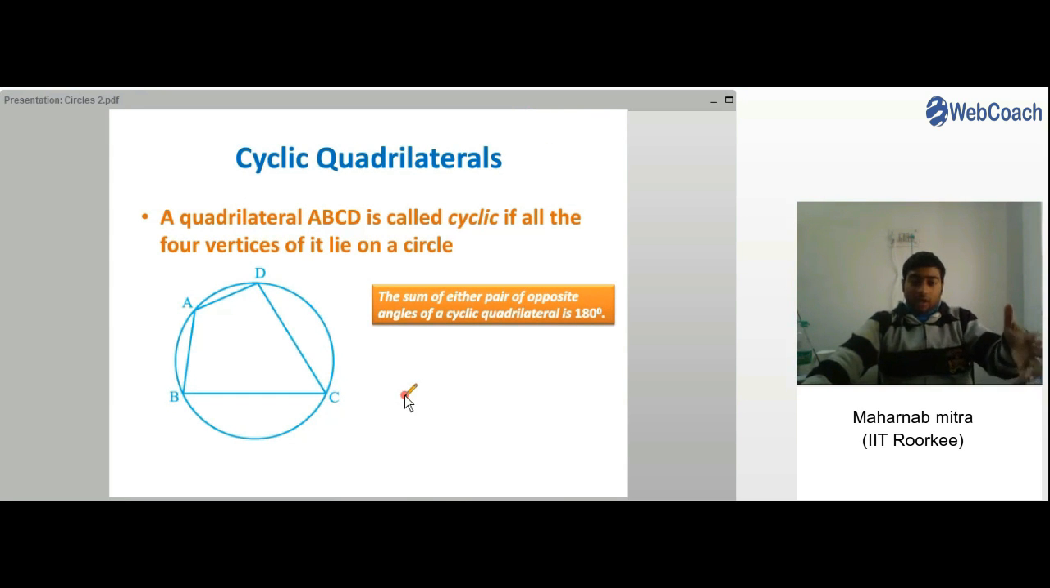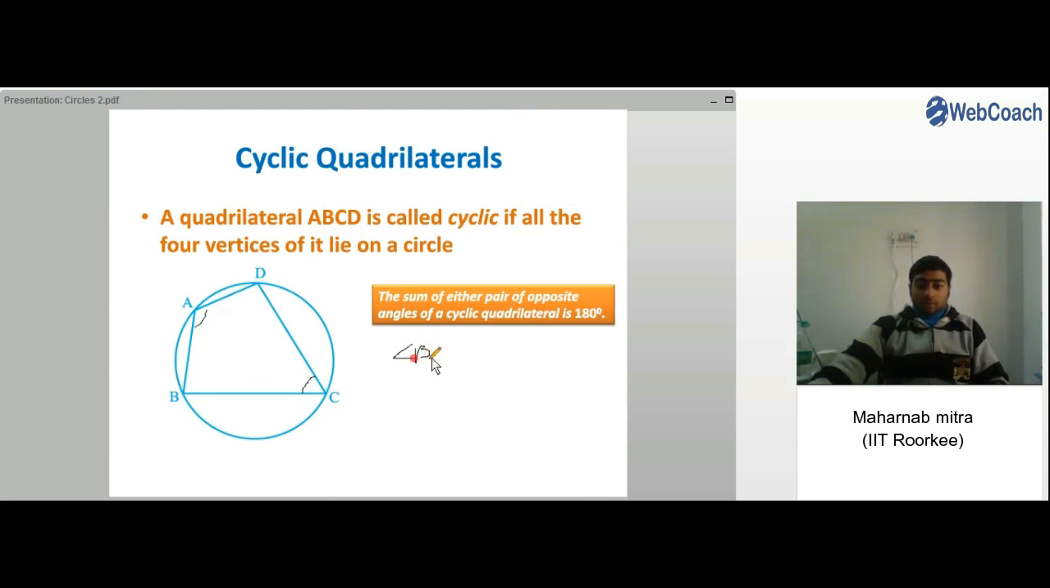Now one of the special characteristics which we have for such kind of figures is that the sum of either pair of opposite angles of a cyclic quadrilateral is 180 degrees. If we consider one pair of opposite angles, which is angle B and angle D, these two angles must add up to 180 degrees. This is a special characteristic of cyclic quadrilaterals. And also if we consider the second pair of opposite angles, angle A and angle C, angle A plus angle C must also add up to 180 degrees.